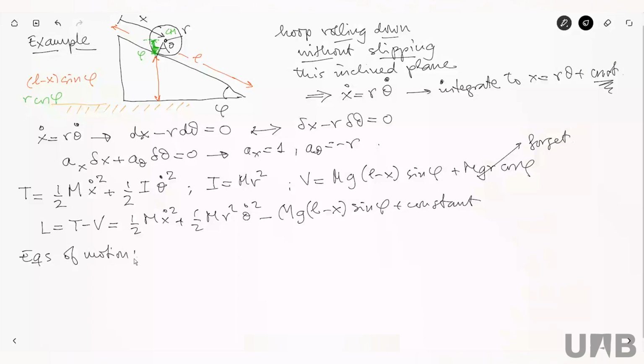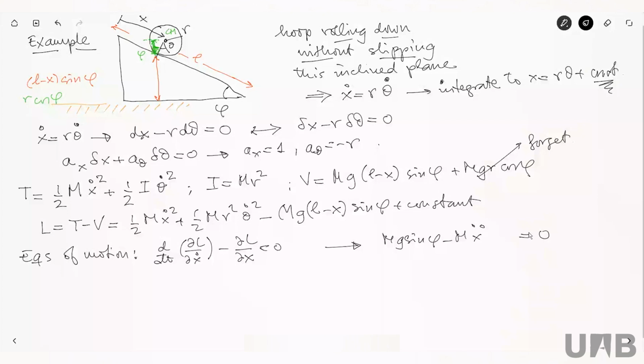So the equations of motion are the usual ones, right? So they're going to be d/dt of partial L with respect to x dot, minus partial L with respect to x, equals 0, right? And this becomes mg sine phi minus m x double dot equals 0.